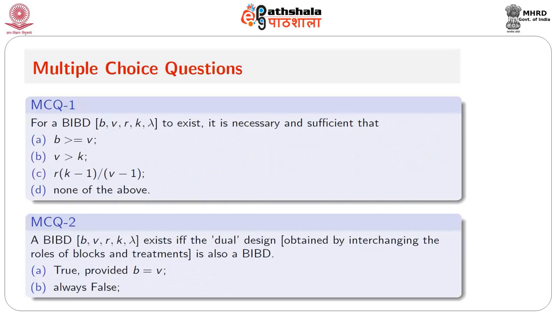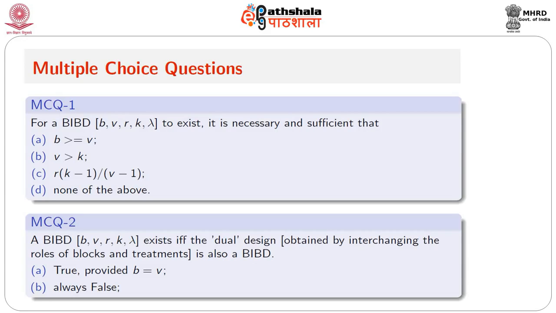Yes. The first one is, for a BIBD with parameters B, V, R, K, lambda to exist, it is necessary and sufficient that there are four choices. B is always greater or equal to V, V is more than K, R into K minus 1 by V minus 1, and none of the above. These are the four options. Maybe option C seems to be incomplete. Yes, that should have been R into K minus 1 over V minus 1 is an integer. Yes, sir. And option D is none of the above.